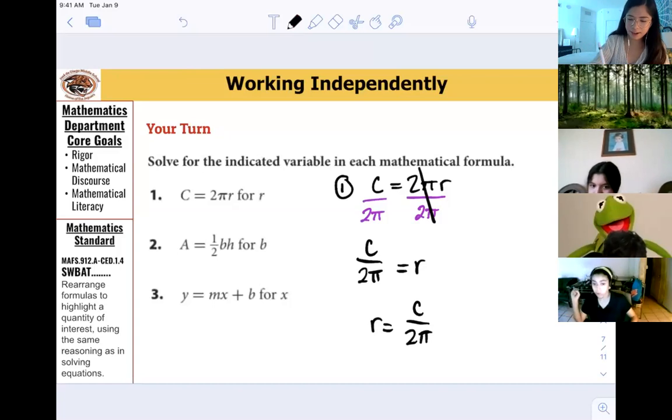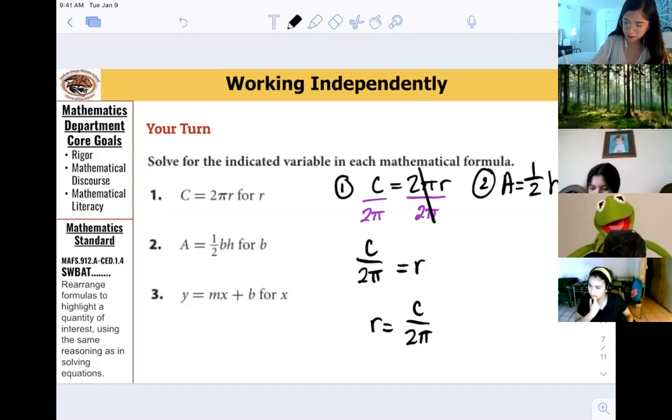Let's kick it up a notch. Number 2 is definitely a little trickier. I'll write it over here. So now I have A equals 1/2 BH. And somebody mentioned this at the beginning: this is the area of a triangle. So we're going to solve for B. I want B to be by itself.